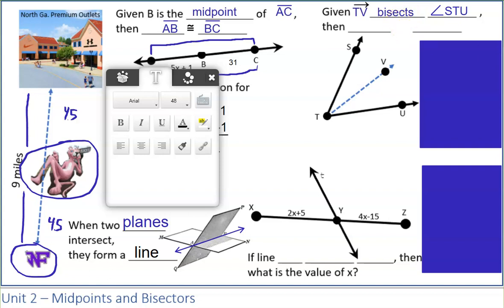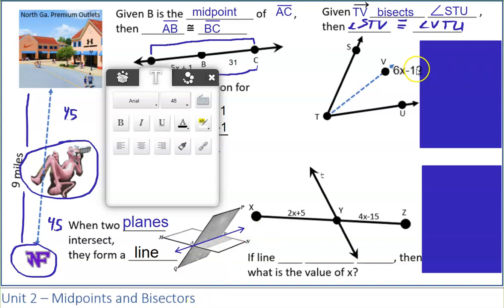All right, well, then if that's true, I didn't have this written on here. This will be a trick. So I'm doing this with the mouse. Then angle STV is congruent. Wow, that was supposed to be a squiggly, with angle VTU. All right, hopefully you did that job, right? And I did. So then that's true.